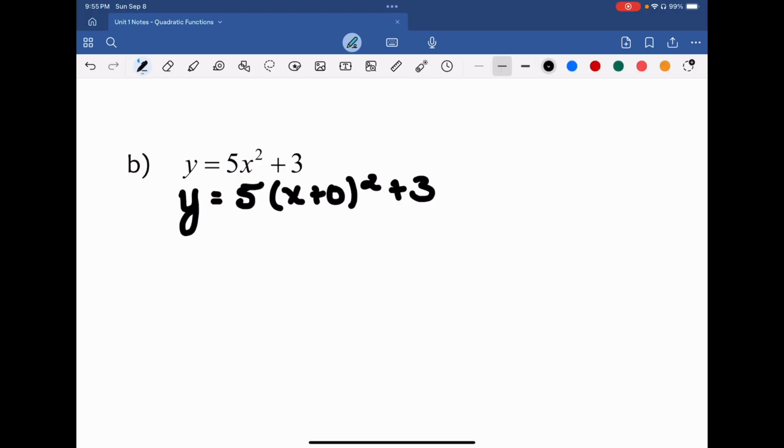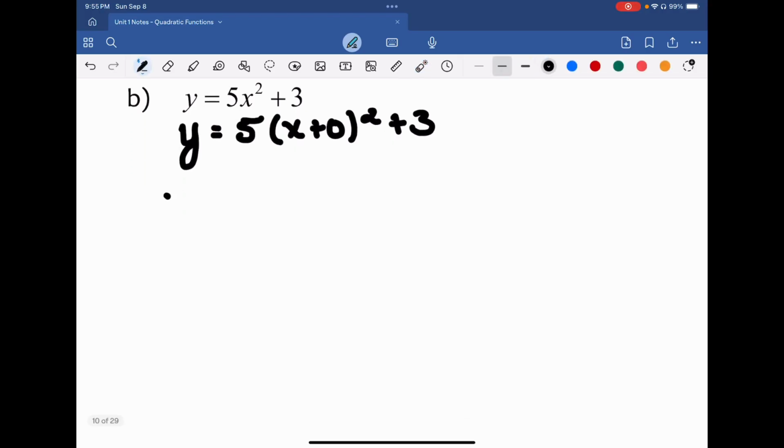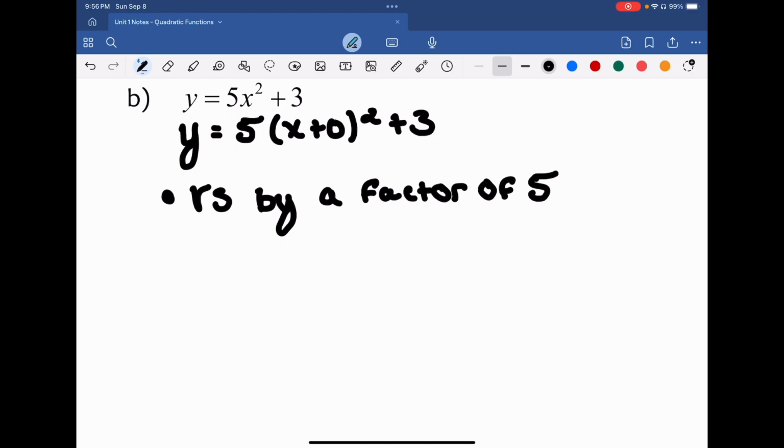Now let's work through all our different transformations here, starting off with our stretches. We're going to go, there is a vertical stretch, or a VS, by a factor of 5 about the x-axis. That part is very important.